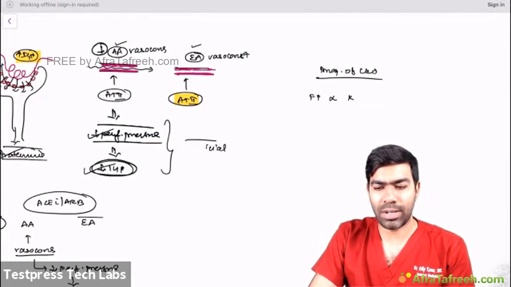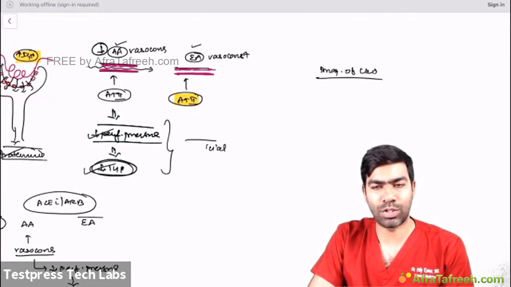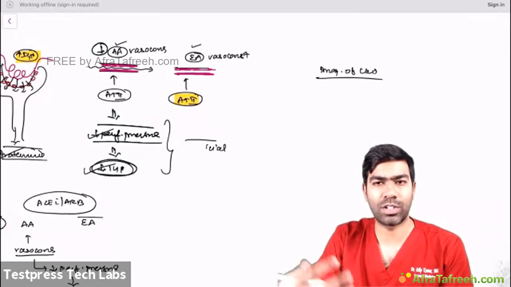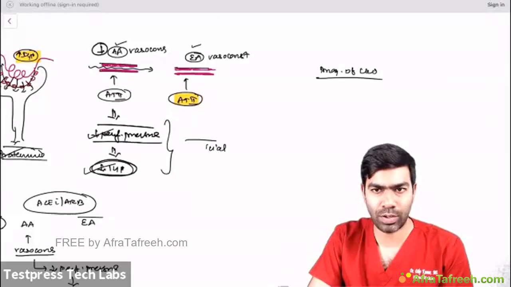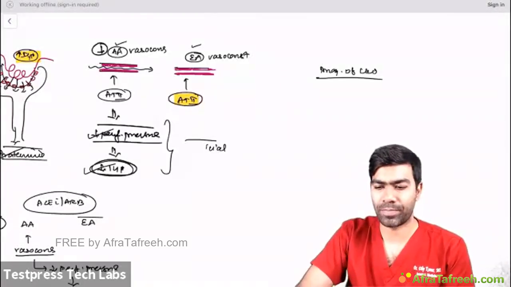So this is a very important derivation that you need to know, which means whatever may be the filtration fraction, that is actually proportional to the surface area of the kidney, which means if the surface area of the kidney is reduced, your filtration fraction is going to reduce, the GFR is going to reduce. Basically, that's the most important idea.